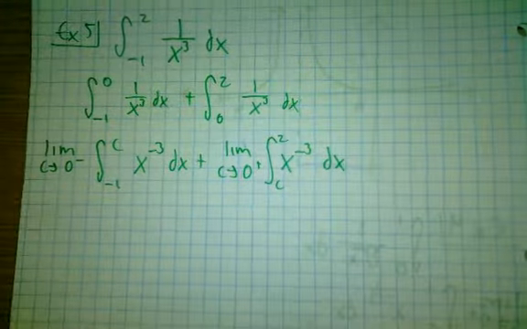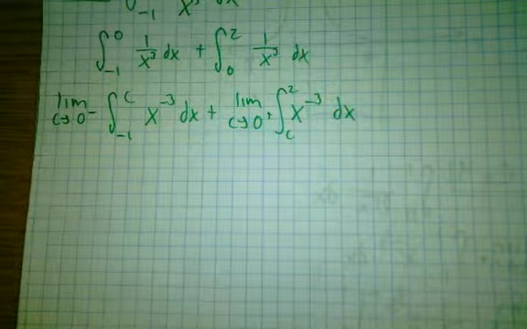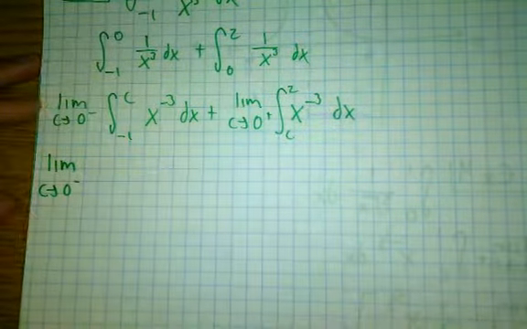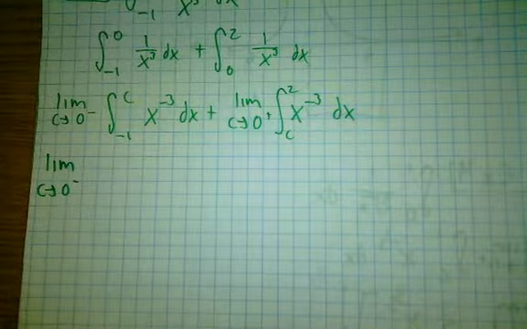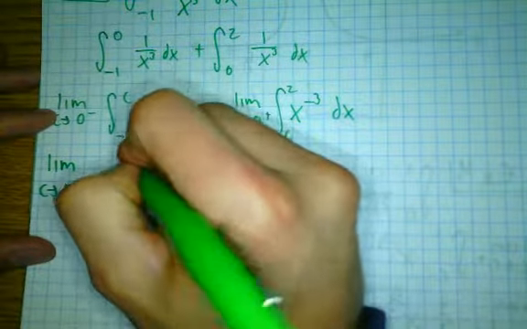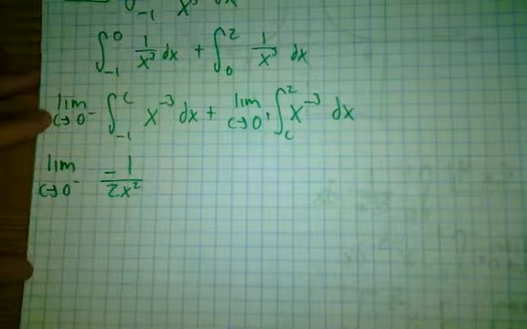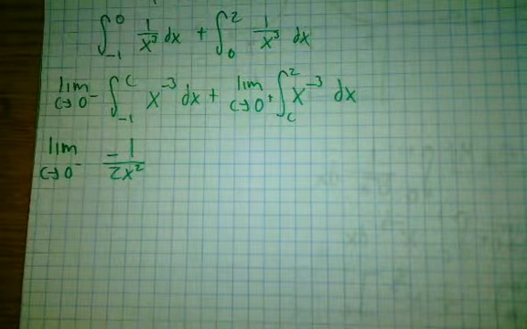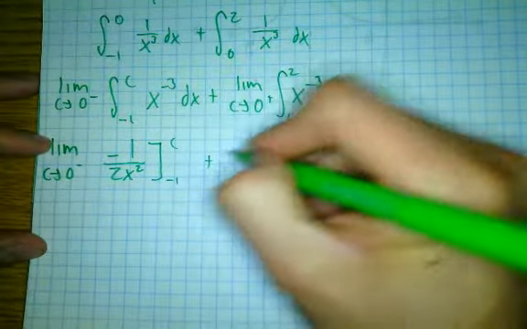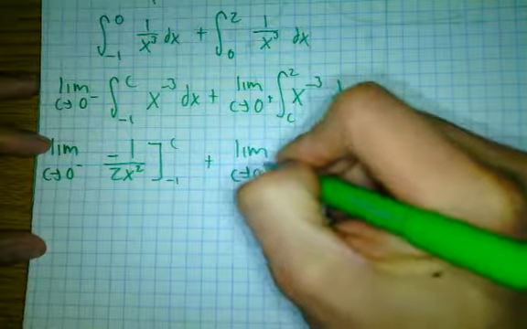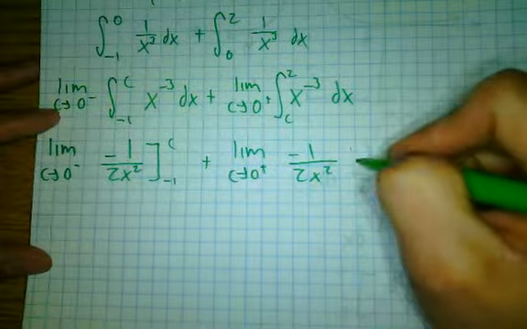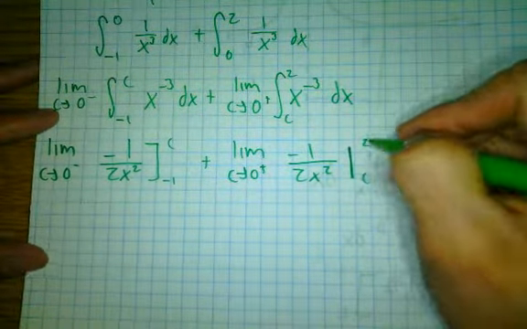So from C to 2, right? From there, again, the fundamental theorem of calculus. The limit as C approaches 0 from the left: if I integrate this thing, I'm going to add 1 and divide by negative 2, right? So that becomes negative 1/2 x to the negative 2, or negative 1 over 2x squared if I simplify it. I'm going to evaluate that from negative 1 to C, plus the limit as C approaches 0 from the right of the same thing, negative 1 over 2x squared, but this time going from C to 2.